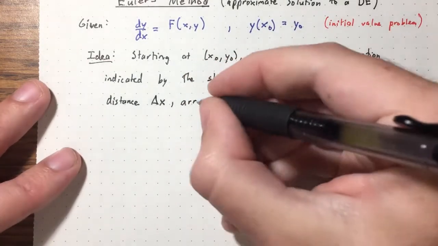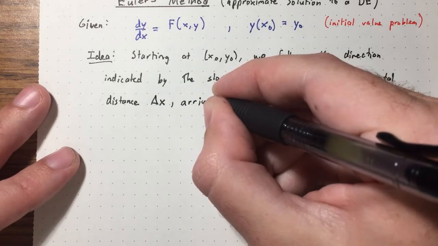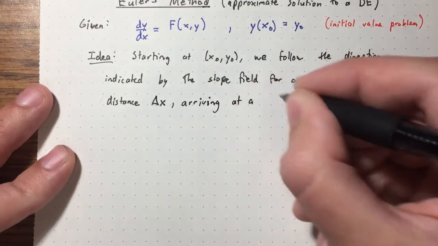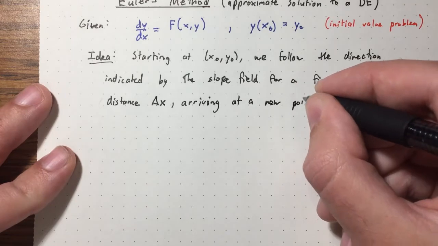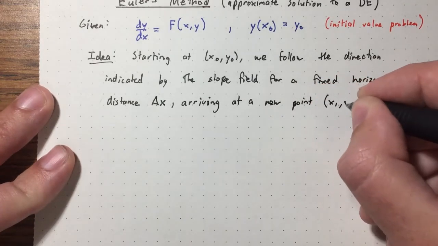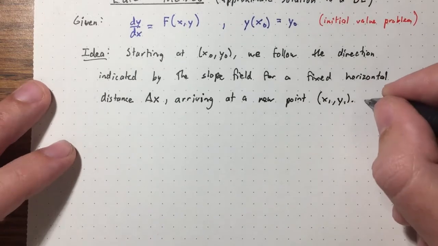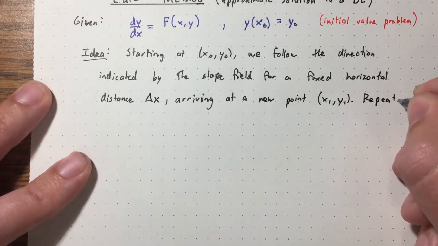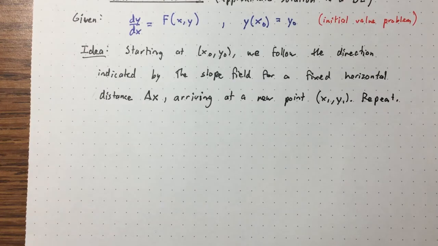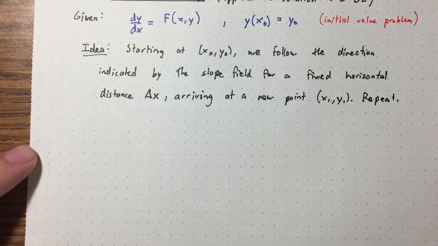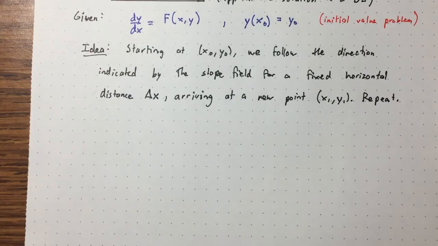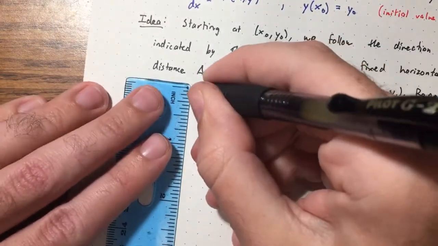And we'll arrive at a new point, and we'll call that x1 comma y1. And then we just continue from there. So we repeat the process. Again, we look at where the direction field is telling us to go from that new point. We go in that direction along a line. And then once we've traveled this fixed horizontal distance, we stop, we're at a new point, and we continue. So let me just draw a picture of what's going on.